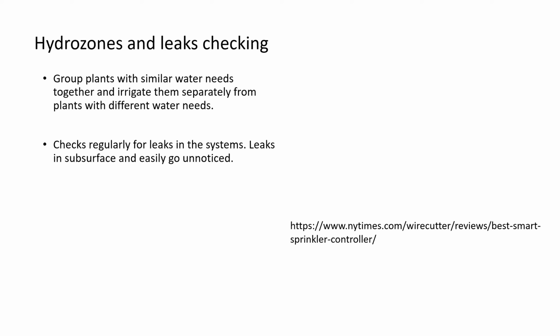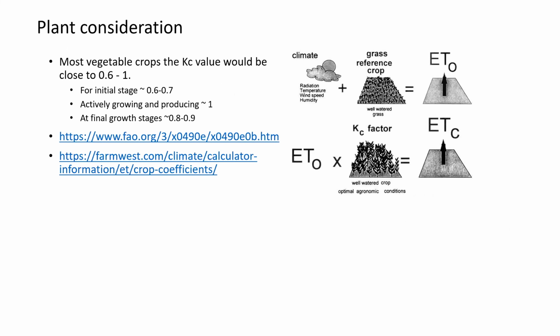Also leaks. You need to regularly check for leaks in the system. Plant consideration. Usually for plants like vegetables, annuals, and those crops, the plant factor would be close to 1 or around 0.9, but it differs during different times of the year.